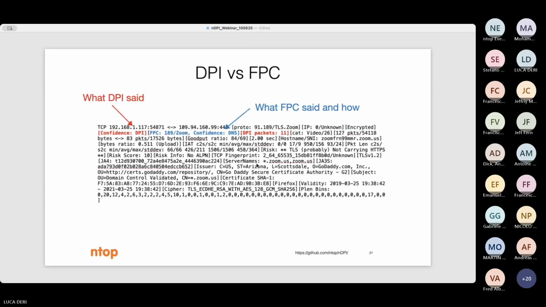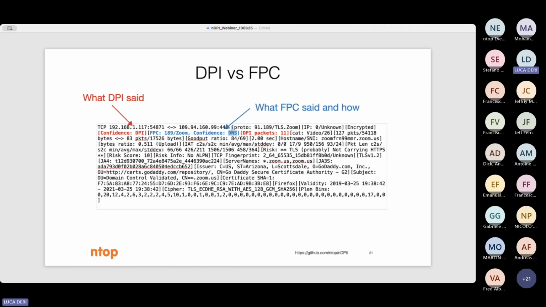If you start nDPI reader, you will see that it reports both what nDPI said, and this is the confidence. DPI means that we have dissected the traffic, and after 11 packets we concluded this was really Zoom, because this is the product TLS Zoom. But FPC says that with one single packet, this was Zoom, and the confidence is DNS, meaning that we have relied on the host name in addition to IP and port.